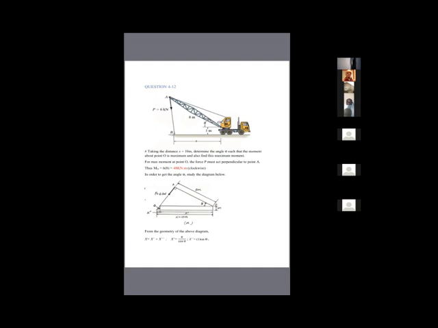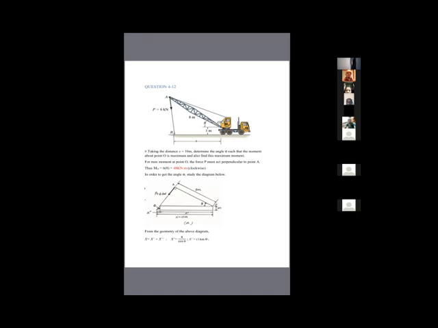So I'm moving to the next question, which is question 4-12. Okay, so this next question, we have a diagram with us here, and then the question is saying we're given the distance x, which is equal to 10 meters. Then it's asking us to determine the angle theta such that the moment about point O will be the maximum moment. So the 6 kilonewton that's applied at point A tends to cause a clockwise moment about point O.